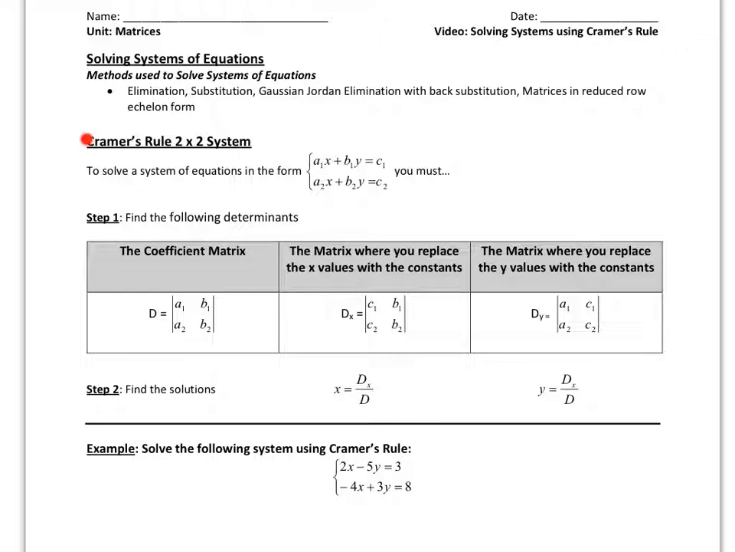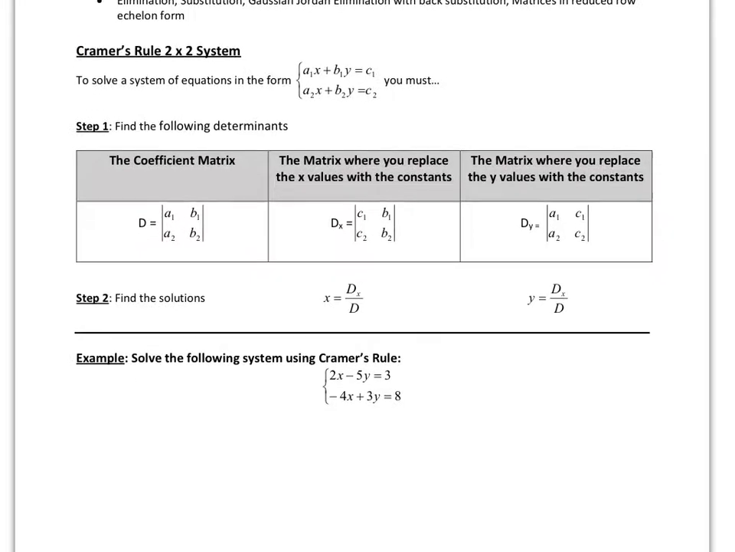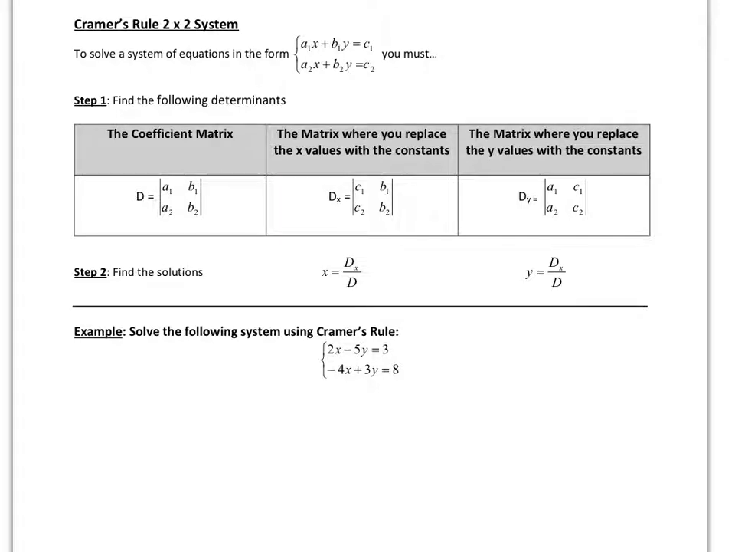So below, from here to here, is the definition of Cramer's Rule, and it works best if I show you through an example. There's basically two steps. You need to find a certain number of determinants and then find the solutions by dividing the determinants together.